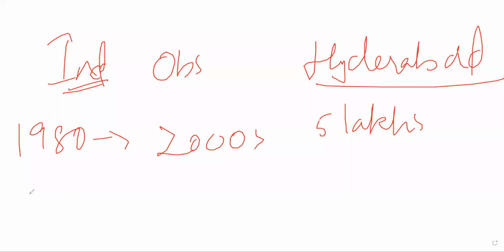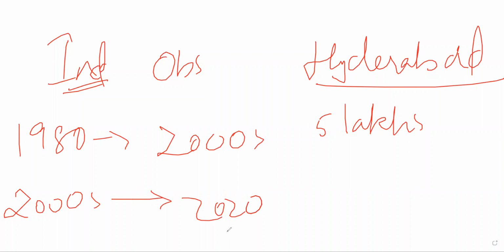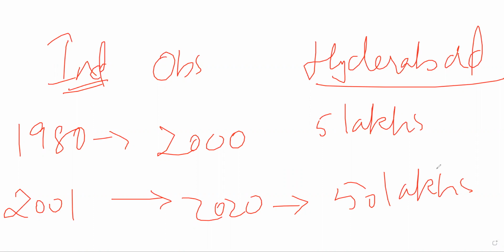From 1980 to 2000, and then 2001 to 2020, let us suppose the number of diabetes mellitus cases increased to 50 lakhs, a 10 times increase. You are observing this. Let's suppose someone is observing the data: from 1980 to 2000, 5 lakhs increase, and from 2000 to 2020, 50 lakhs increase. Now here, cases of diabetes mellitus are increasing, that is the observation.